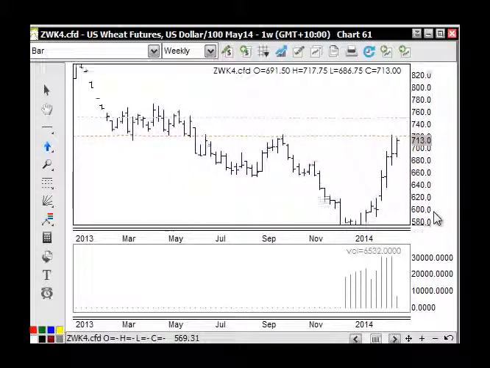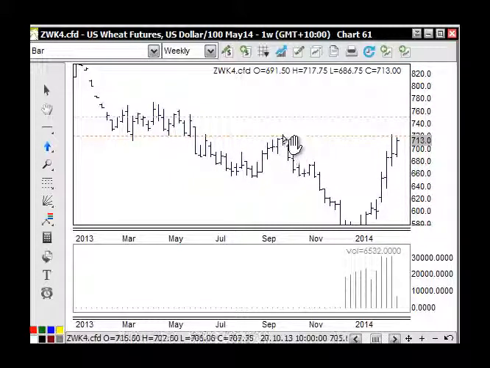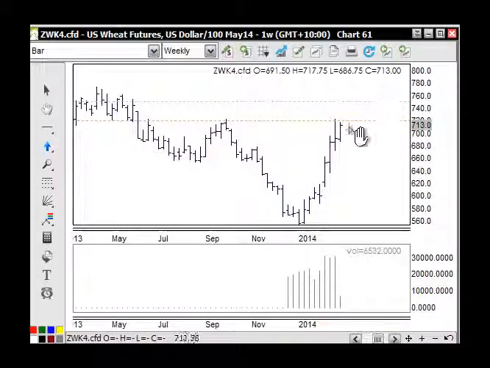But I also want to point out here too that obviously this is where the resistance starts at the 720 all the way up to the 750 area through here. So it's likely that we're going to see corrective activity through here. So we may keep the stops out of the way once again, because we are looking for a longer term trend. So yeah.